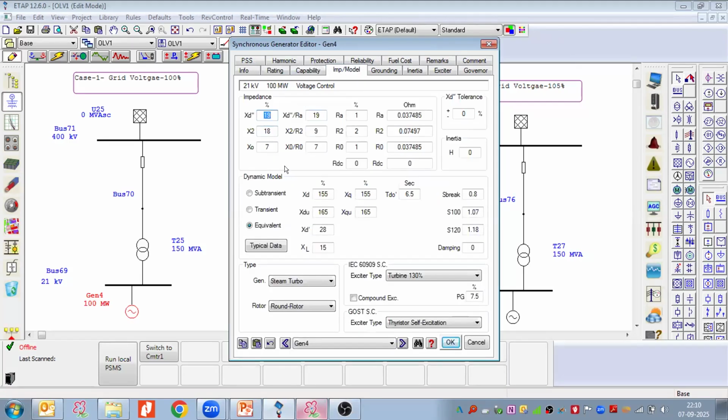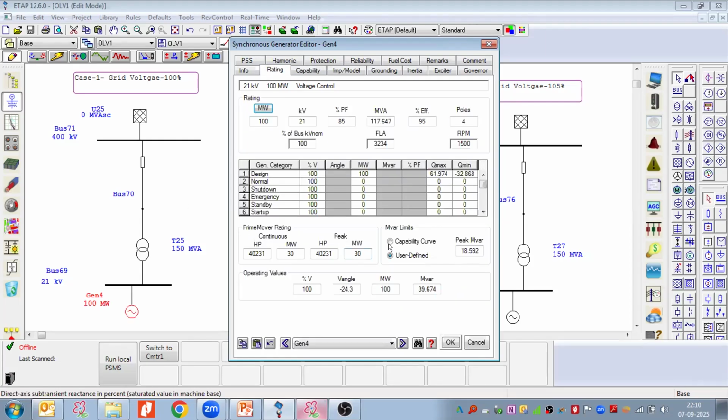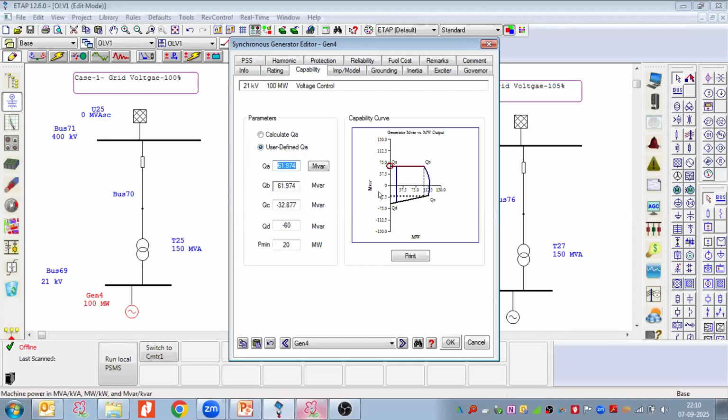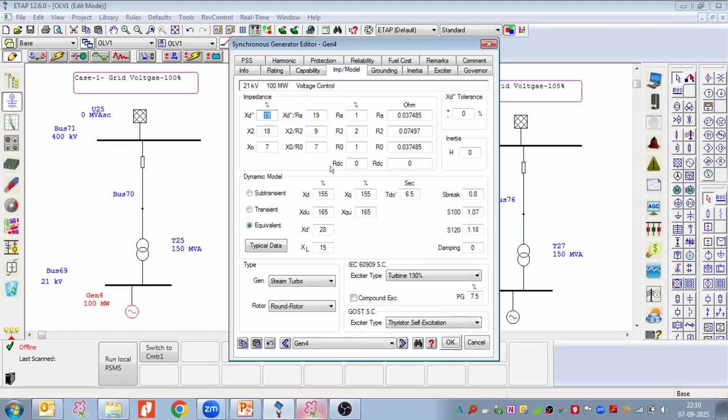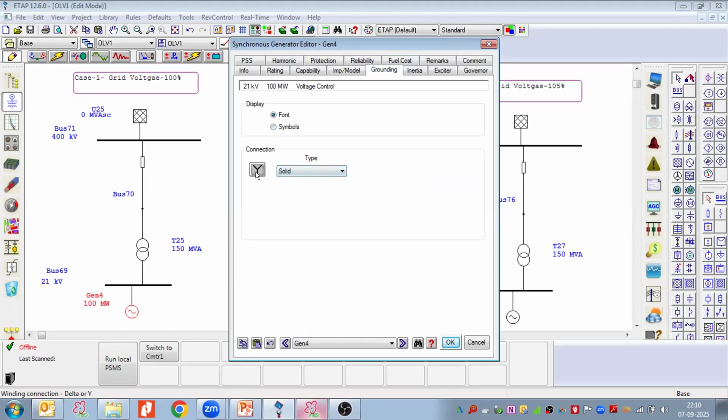If we require it further, then we will model it. Okay, so the transient equivalent. But for the load flow analysis, this much is required. The capability curve, we have done. The impedance modeling we will see further for the other calculations. Then grounding: we can take star and solid grounding, or an NGR, neutral grounding resistor, if required. Based on the SLD, we can change this.